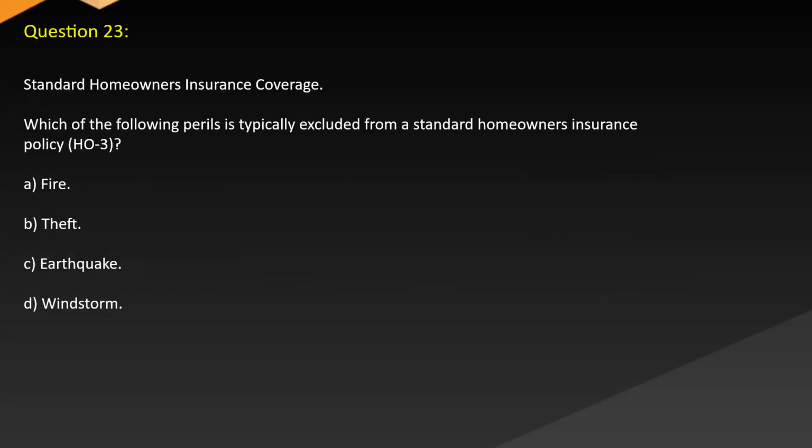Question 23. Standard homeowners insurance coverage. Which of the following perils is typically excluded from a standard homeowners insurance policy, HO3? A. Fire. B. Theft. C. Earthquake. D. Windstorm.